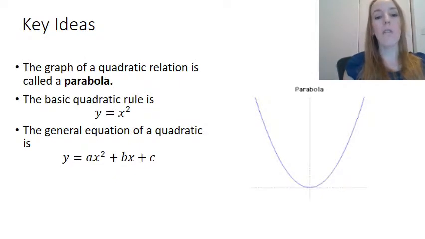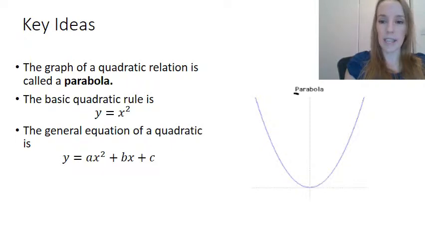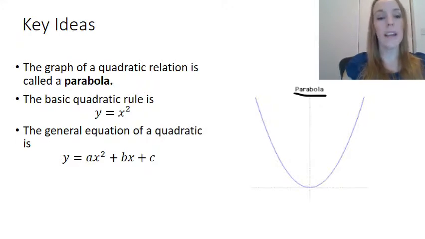So the graph of a quadratic relation is called a parabola. You can see that here, this is what it will look like. The basic quadratic rule is y equals x squared, and the general equation of a quadratic is y equals ax squared plus bx plus c.